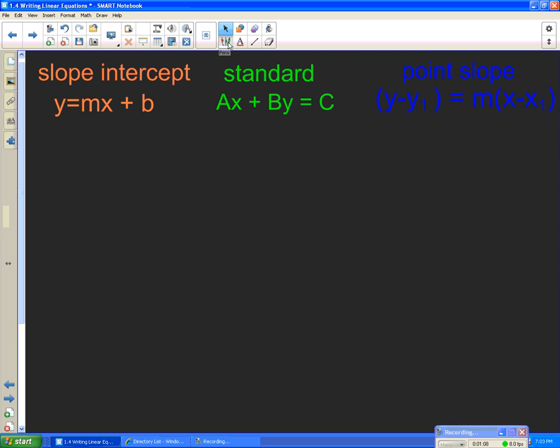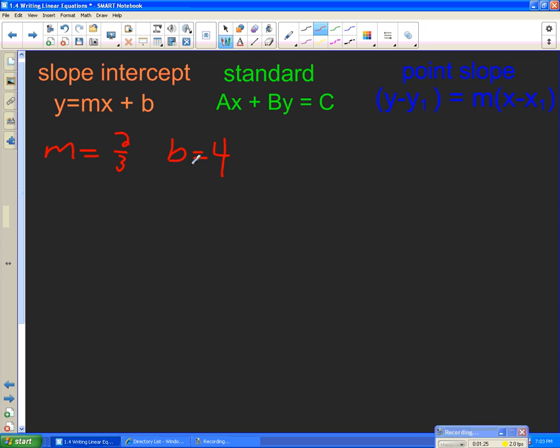Suppose that you're given a slope. Let's say our slope is 2/3. And then you're given a y-intercept of 4. And you're asked to write the equation of the line.